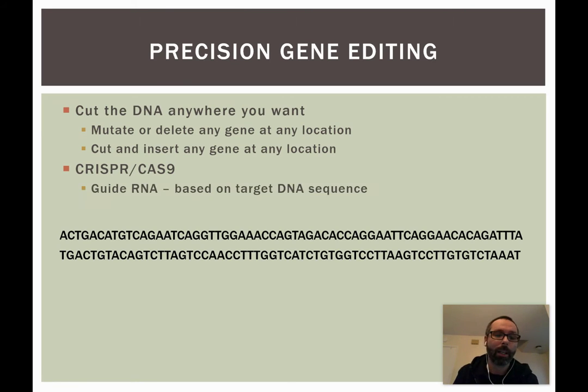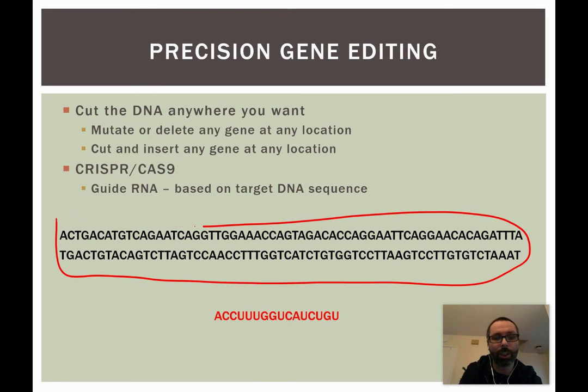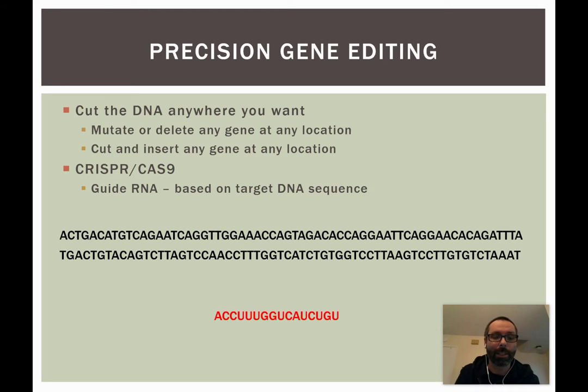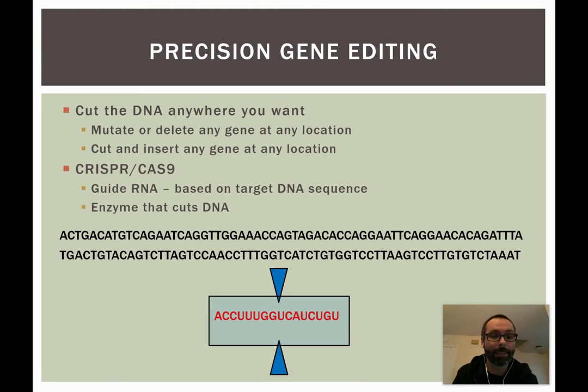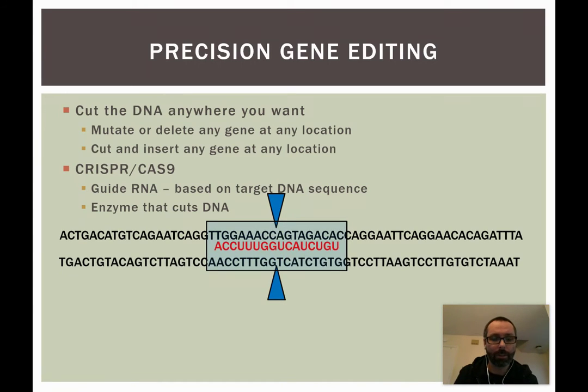CRISPR has two parts, a guide RNA. So let's say that down here you have a gene that, in this case, you wanted to break. You would make a guide RNA that would match perfectly with the gene that you wanted to target. Then you would add an enzyme that will cut the DNA. This is the Cas9 part. The Cas9 is an enzyme that cuts DNA. And so this little complex will then go and attach exactly to the spot where the guide RNA says to go, and it'll cut right there, right? It'll just break the DNA.